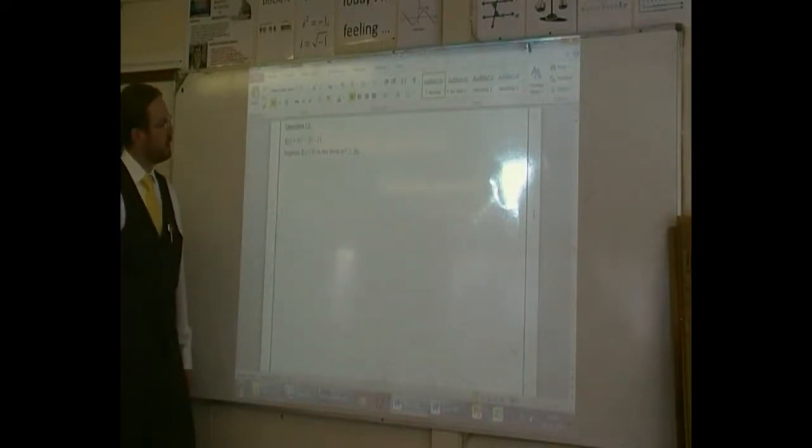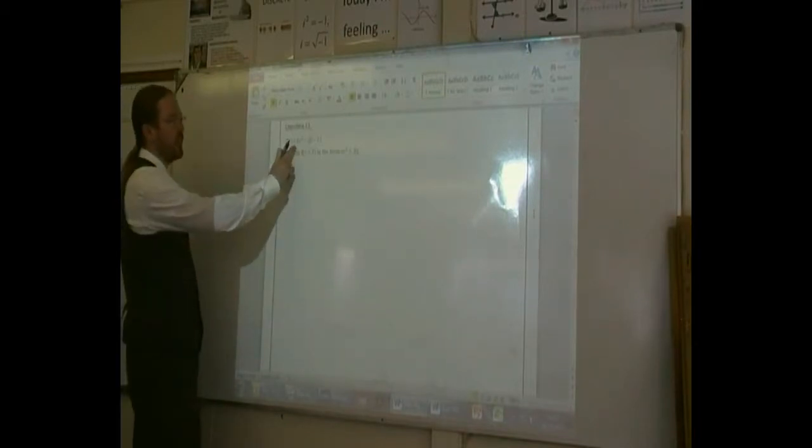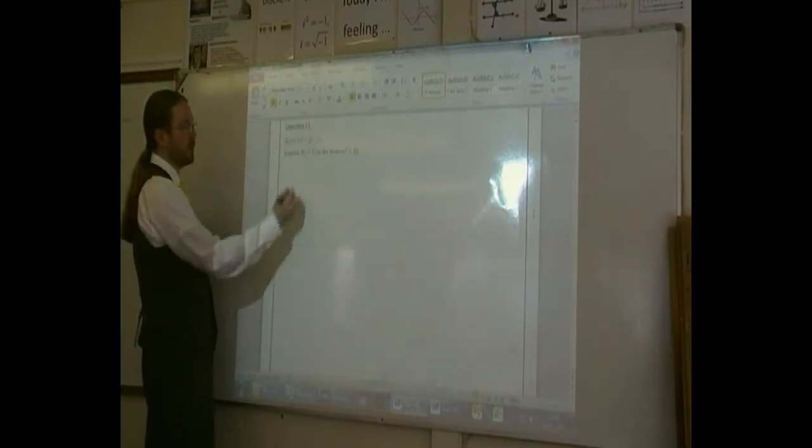Question 12. The function f of x equals 3x squared minus 2x minus 21. Express f of x plus 3 in the form ax squared plus bx. Now, this is not as difficult as it looks. All it's really telling you is that where you had x there, you're now adding 3. So all we have to do is replace our x values with x plus 3.